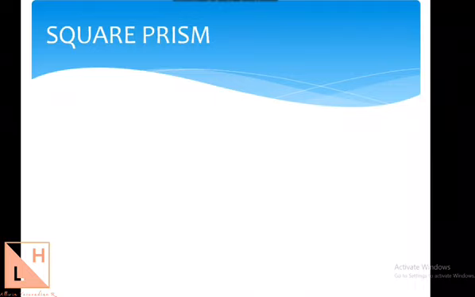When I say these things with respect to a square prism, the same is applicable even for a pentagon prism and a hexagon prism. Anyway, we do not go beyond 6 sides, that is, we do not solve heptagon, octagon or nonagon prisms. So we'll stop with hexagon prisms. Whatever we discuss here in square prism, the same thing applies even for a pentagon and a hexagon prism.